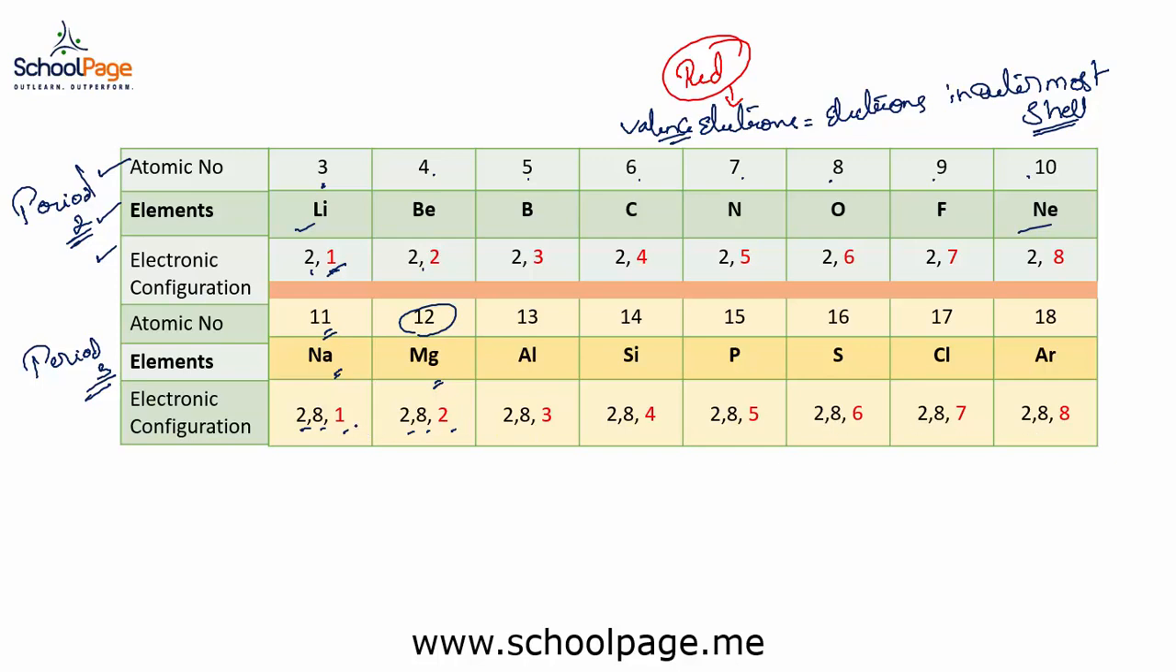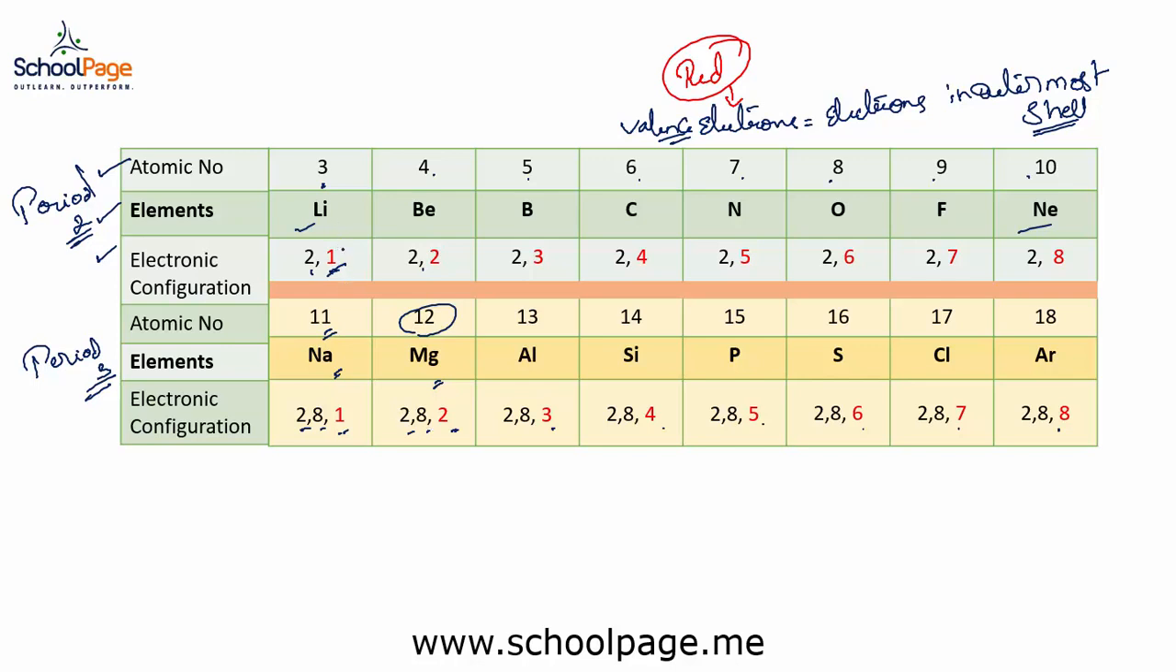Now observe here. Here also we see that there is a periodicity: 1, 2, 3, 4, 5, 6, 7 and 8. So there is a periodicity in the outermost electron number, that is, the valence electron number along the period.